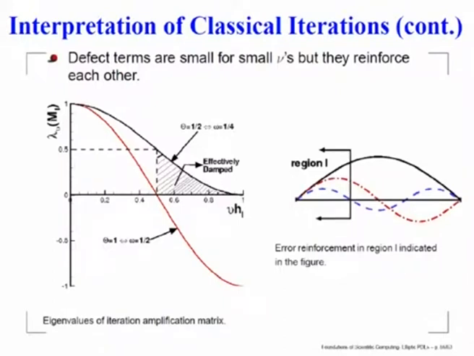But that is not so in this range. See, the region I have shown, region 1 to the left of the vertical line, is where all these error components are conspiring together to add. Right? They are all adding up.